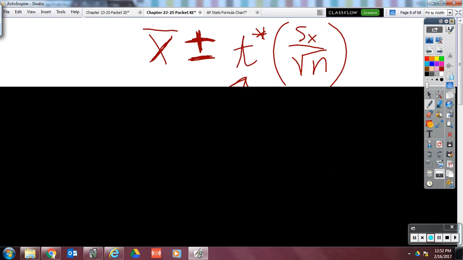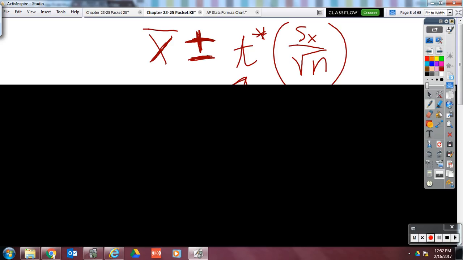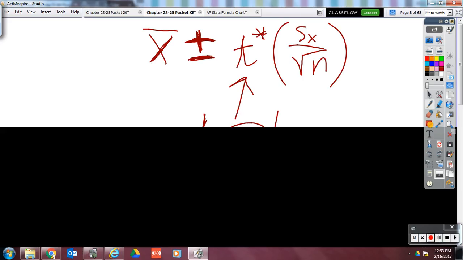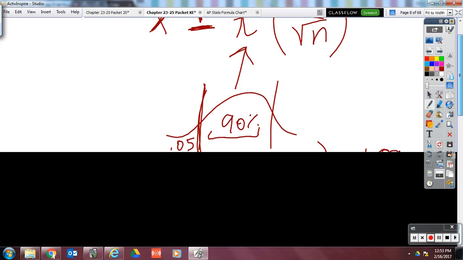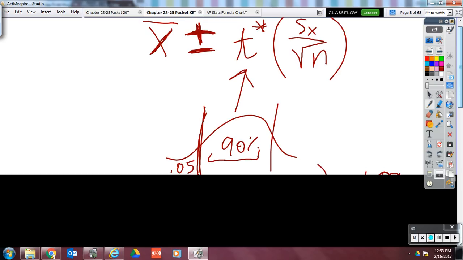So the formula that you would write down there for that problem is your x bar plus or minus your critical value times your standard deviation over the square root of n. Okay, so I want you to fill in your numbers there. So do that. Fill in your numbers. Here's a hint on how to get your t-star. They said be 90% confident, so you've got to inverse t to get that t-star.